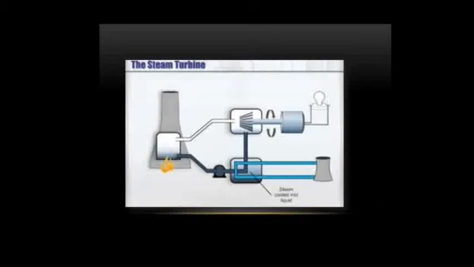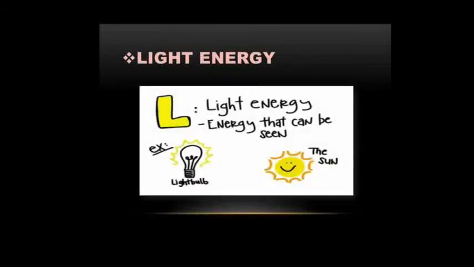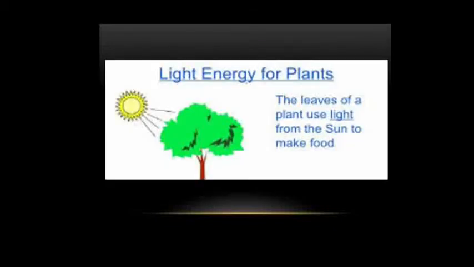Now children, let us understand light energy. Light is also a source of energy. We cannot feel it. We can only see it. Light comes from both natural and man-made sources. A natural source of light is the sun. All living things need light.